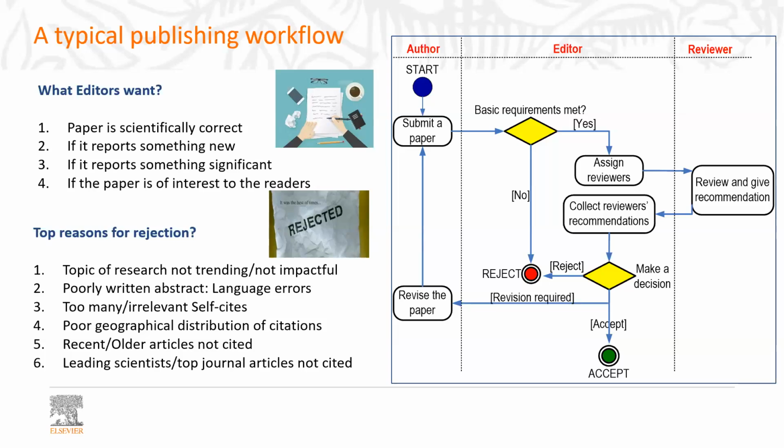Next is poorly written abstract. Language error. Your abstract should be very clear. There should not be any language error in your abstract, because it's very important to have very simple abstract writing, but your abstract should speak the message that you want to convey to the editor. Too many self-citations. Again, that's completely dependent on your current manuscript. If your current publication is relevant to the previous one, you can do self-citation, but don't do self-citation just to get a citation, because that is something that editors don't like, or they don't encourage.